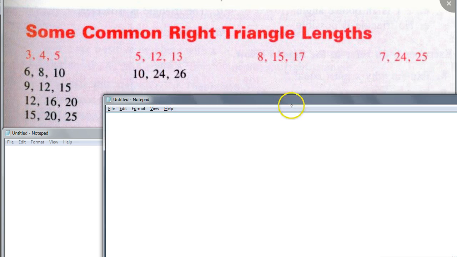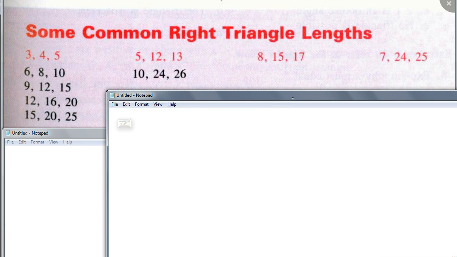I'll give you time to. No, you don't have to memorize. The only thing you should memorize is 3, 4, 5. For the others, just know that these are some common right triangle lengths. Is that okay? All right.